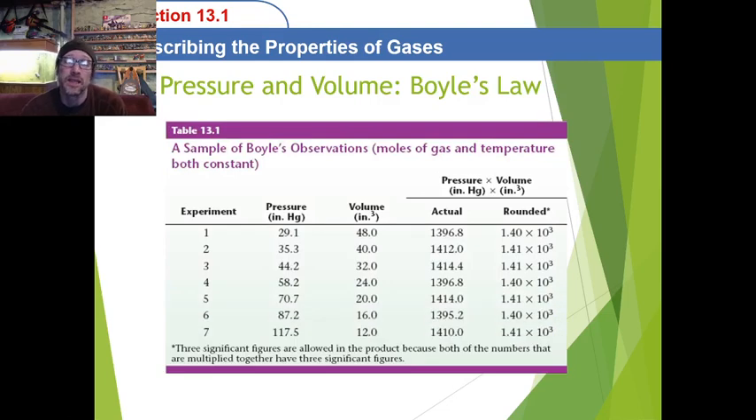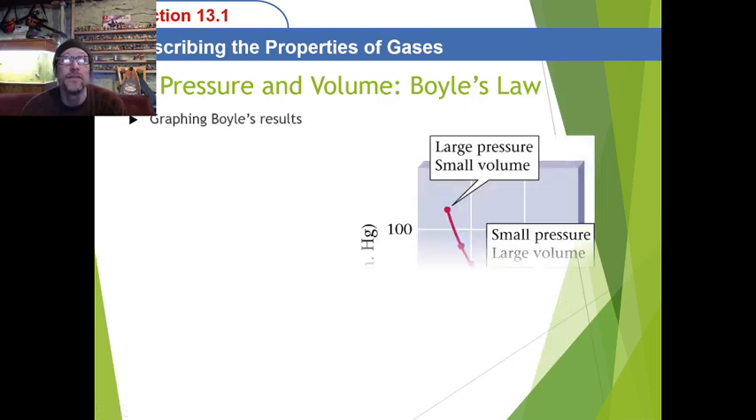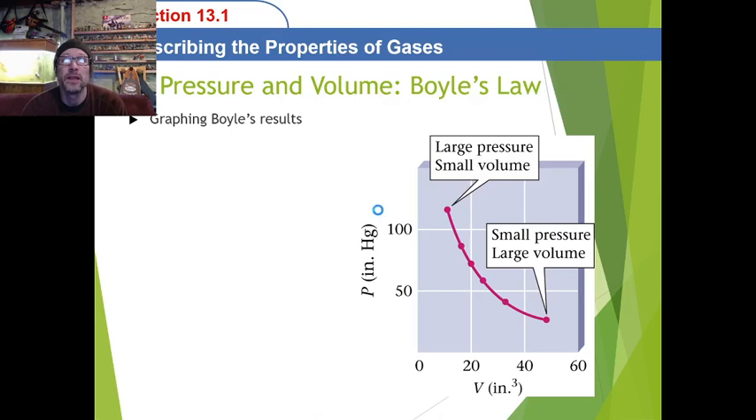He ended up making a series of observations, kind of his summation of his data table. What he found out is that at this pressure it'd be 48 inches cubed, and then at 35.3, 40 inches cubed. It kept going down as the pressure got higher. Woo, right? That makes pretty much sense. If we look at a graph of that, it's going to look like this.